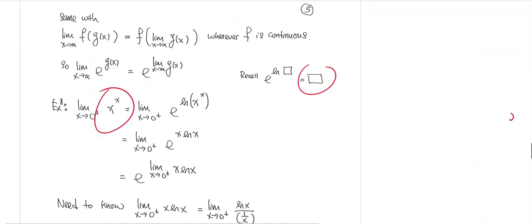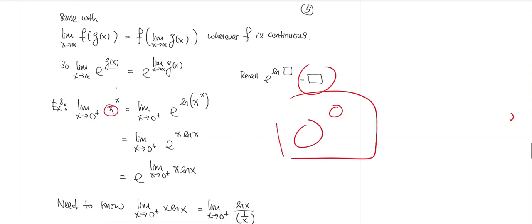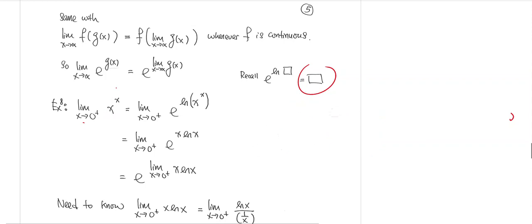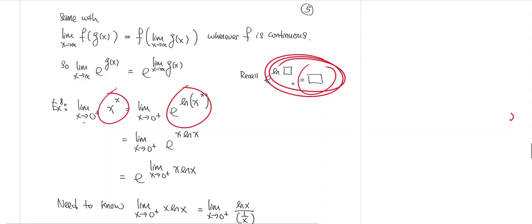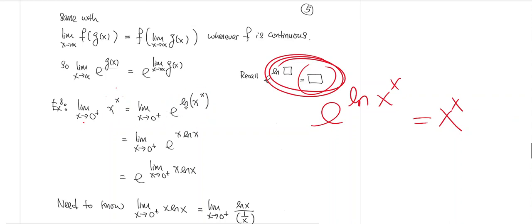So the limit of x to the power of x when x approaches 0 from the right-hand side. How do you evaluate this? Well, this is what we call the 0 to the 0 case, because if x goes to 0, this goes to 0 obviously, and this also goes to 0. So the way we deal with it is to bring in the exponential function and rewrite this as this. Okay, why is that so? Because of this, right? e to the log of x to the power of x is x to the power of x.